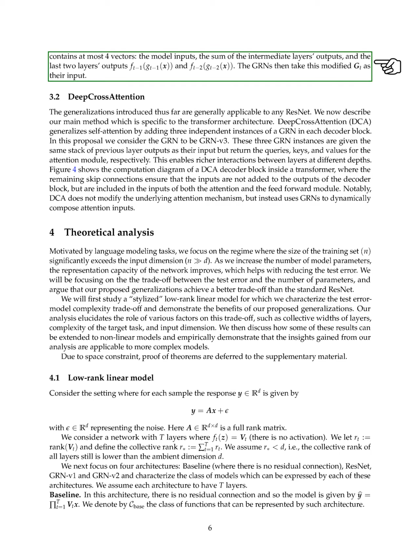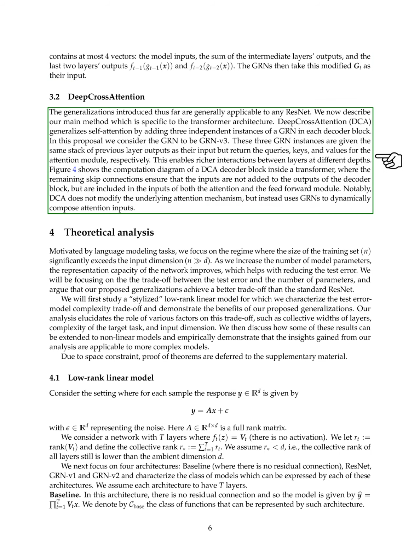Section: DeepCrossAttention. In this section, we describe our main method, which is tailored for the transformer architecture. We introduce DeepCrossAttention, DCA, which enhances self-attention by incorporating 3 separate instances of a generalized residual network, GRN, in each decoder block, specifically using GRNV3. These 3 GRN instances receive the same inputs from the previous layer and produce the queries, keys, and values needed for the attention mechanism. This setup allows for more complex interactions between layers at different depths.